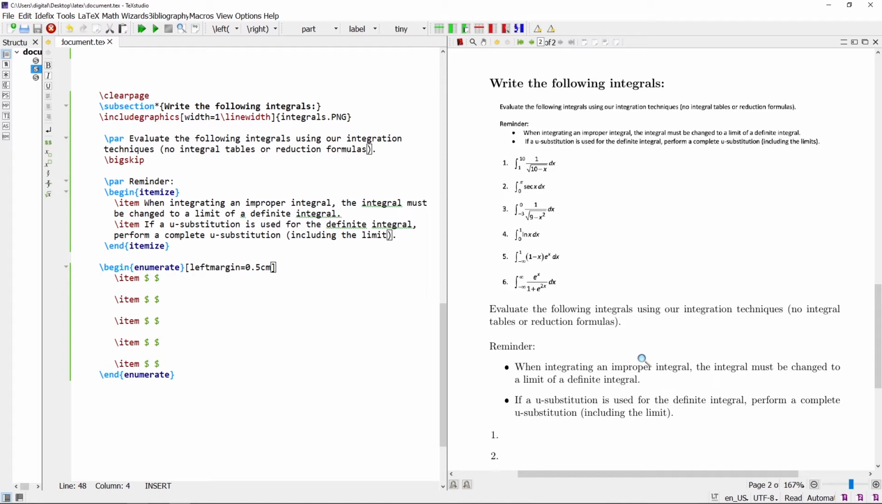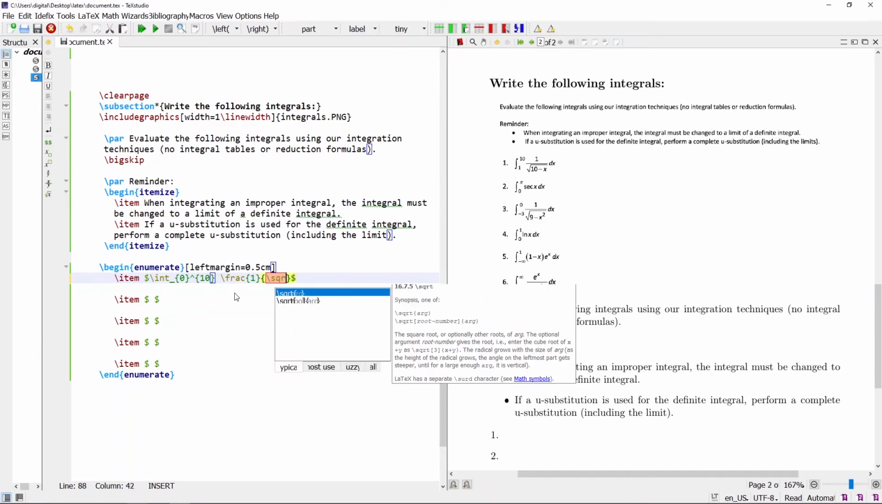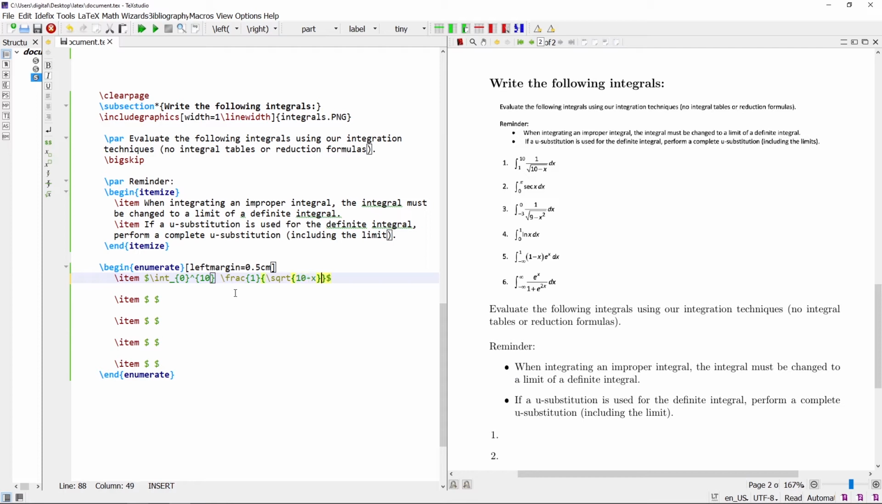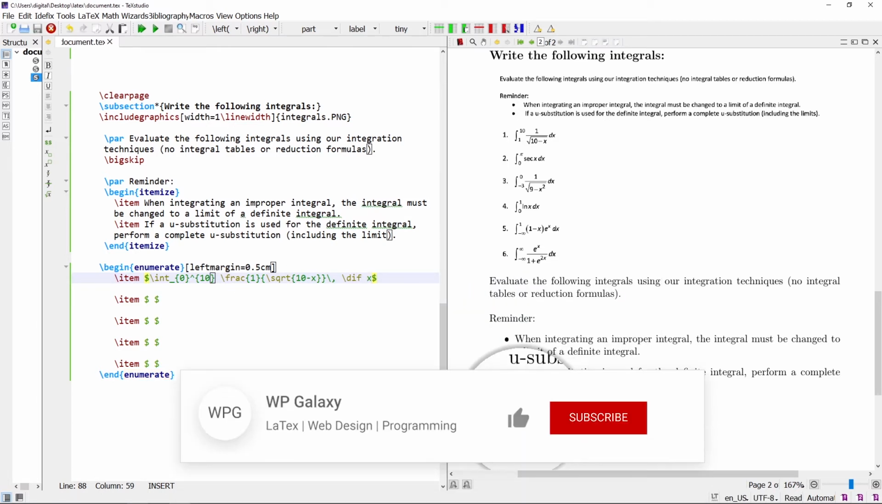Now let's write these integrals. The first integral has limits 1 to 10 and after this there is a fraction. Let's write the integral command, base 0 and power 10. After this there is a fraction. Write the fraction command. In the numerator there is 1 and in the denominator there is a square root of 10 minus x. Write the space command and differential of x. The integral is coming here.